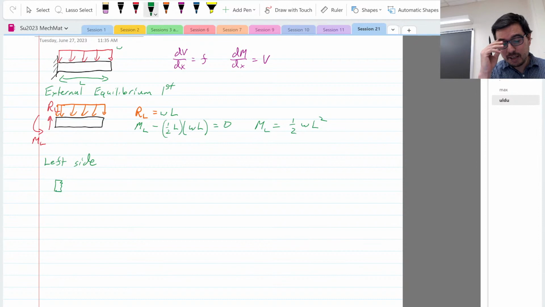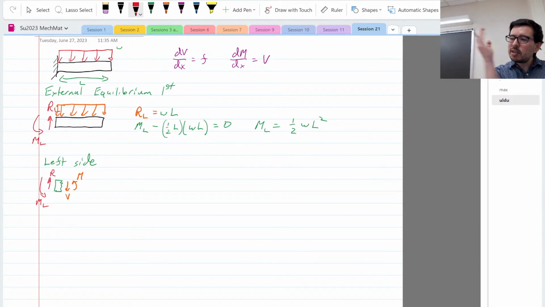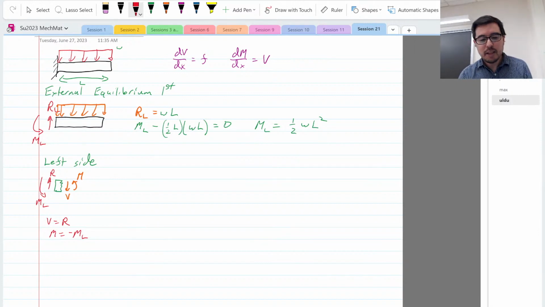All right. So anyway, left side, what we need to figure out is what's happening internally there. What's cool is that the distance is really small, so the distributed force has no contribution to this calculation for the boundary conditions. So on the left side, V has to be equal to R. You see that? They balance out. And M has to be equal to minus ML. That's not so nice, but that's how it goes.